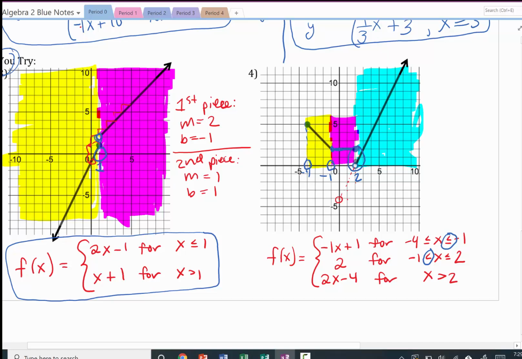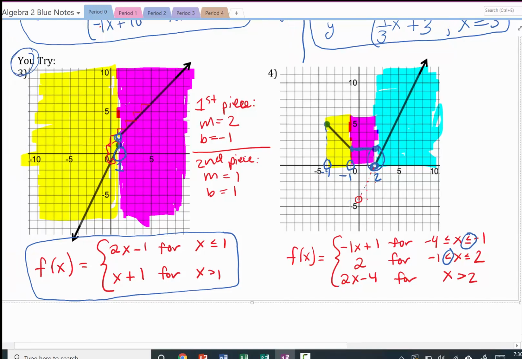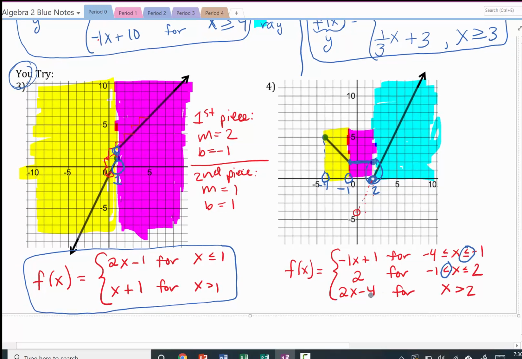Now the last piece was a ray, so it was just a one-sided inequality. The ray is going to the right of 2, so it was greater than 2. And it had an open circle, so it was not equal to, it was only greater than. The slope of this ray, as you can see, is going up 2 over 1, up 2 over 1. So the m is 2. And then if I continued that process down to the y-axis, I would see that the b value is 4. So that's our final answer for number 4.